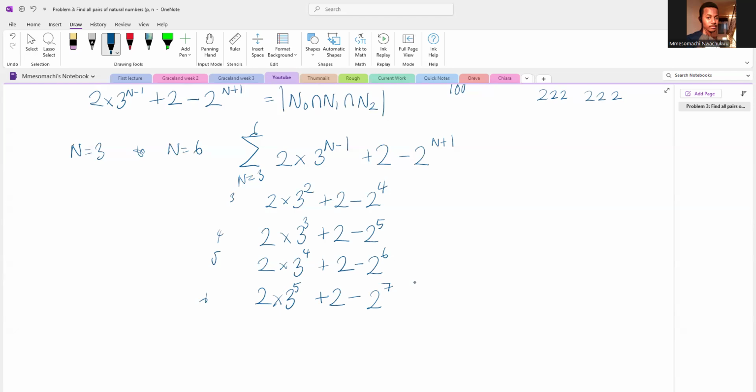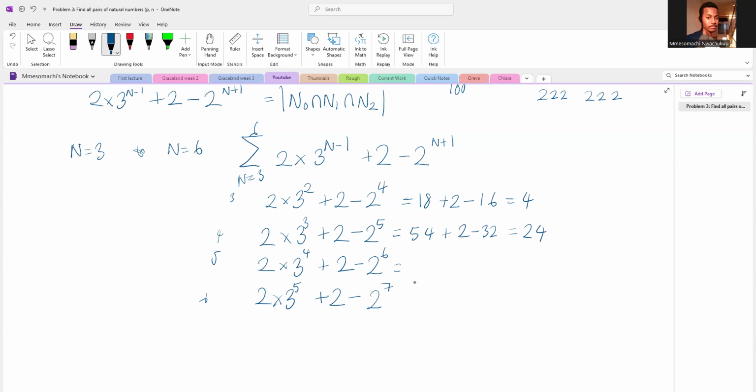So this here is equal to 2 times 9, that's 18, plus 2 minus 2 to the power of 4, which is 16. So 18 minus 16 is 2, plus 2, that equals 4. This next one is 2 times 3 to the power of 3, that's 27, so 54, plus 2 minus 32. So 54 minus 32 is 22, plus 2, so 24.